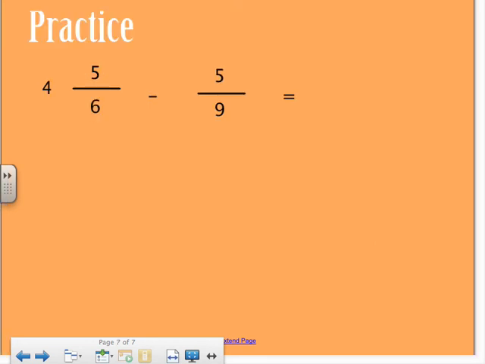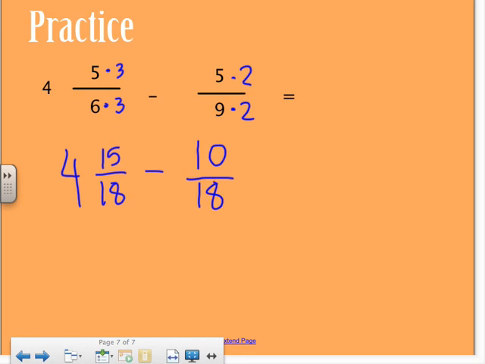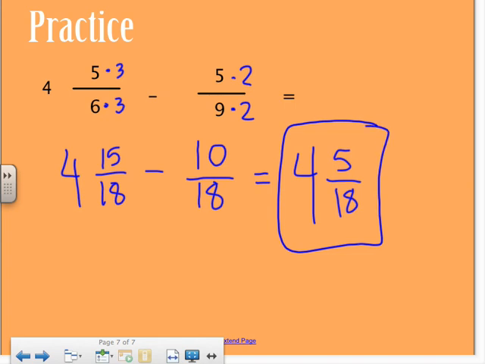All right, go ahead and practice this one on your own and then hit play to check your work. We've had 6 and 9 a couple times, so hopefully at this point you're remembering that 18 is the lowest common denominator we can do for these two. So this would become 4 15/18 when I multiply it by 3, minus this would become 10/18 when I multiply it by 2. So 4, the whole number, minus nothing is 4. 15/18 minus 10/18 is 5/18, and there's our answer.